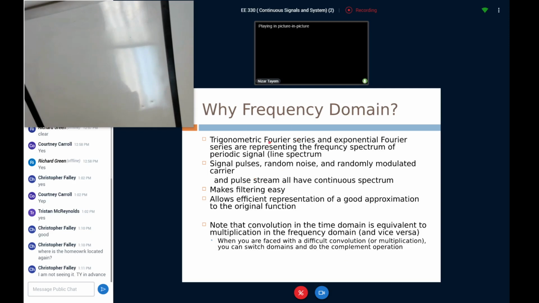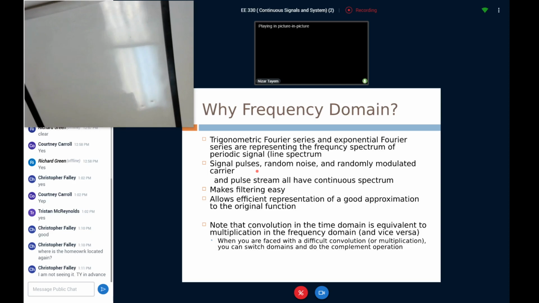So why frequency domain? We talked about it before. One of the reasons why we use frequency domain is because the Fourier series and exponential Fourier series are representing a line spectrum. It's not representing a continuous spectrum. That's why we need to use frequency domain in order to get a continuous spectrum. And most signals in reality have a continuous spectrum. Another reason: a single pulse, random noise, a randomly modulated carrier, all of them have a continuous spectrum as well. And it's much easier to make a filter in frequency domain compared to time domain as well. And we have a lot of representations, a good approximation for the signal.